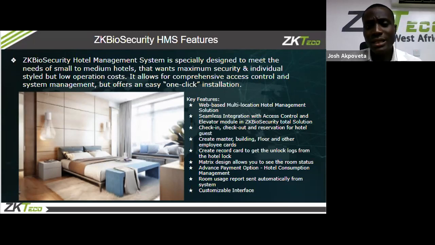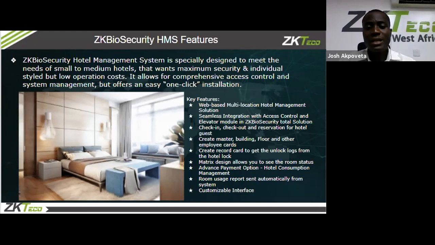So what are the unique features that our ZK Biosecurity hotel or hospitality management solution comes with? It's, first of all, web-based, which means you can run it on a multi-location to manage several hotels, giving you a central database of management. It also gives you the access to integrate it to your existing security and access control system and control your elevator as a complete solution. If you're keen about getting reservation, check-in and check-out notice, and whatever happened in your hotel, then definitely ZK Biosecurity HMS is there for you.